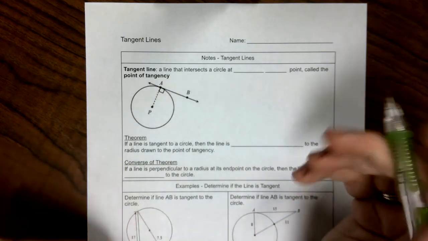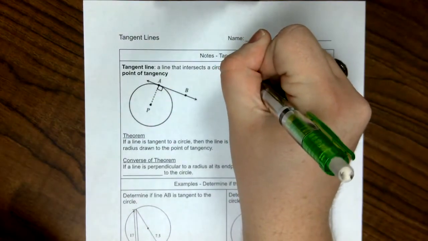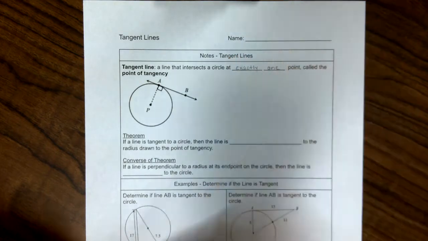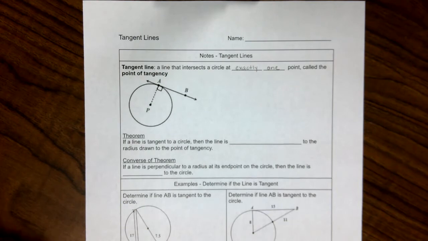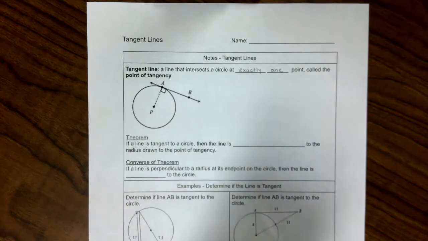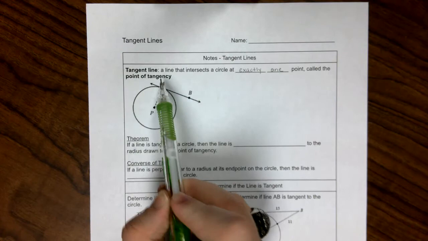Okay, so a tangent line is a line that intersects a circle or touches a circle at exactly one point. Okay, a tangent line touches one time. This is extra information. If it touches twice, like if it cuts through the circle, we call it a secant line. Okay, we're not specifically going to deal with secant lines. But a tangent line touches one time, and it touches at the point of tangency.